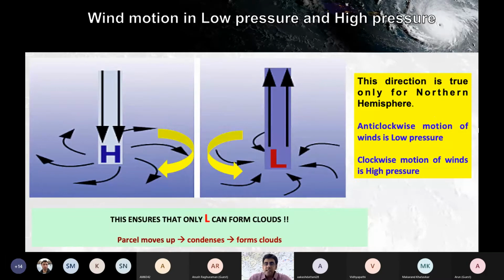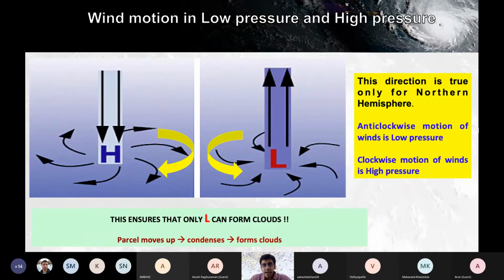Anti-clockwise motion of winds in the northern hemisphere is also known as a cyclonic system or cyclonic motion. Cyclonic motion means the wind movement and the rotation of the earth are in the same direction. In the northern hemisphere, the wind motion is anti-clockwise, and if you look from a stationary frame of reference, the rotation of the earth is also anti-clockwise. Let us not get into technicalities and keep it simple: anti-clockwise motion of winds is low pressure, which means cyclonic winds in the northern hemisphere. Clockwise motion of winds is high pressure, and that means anticyclonic.